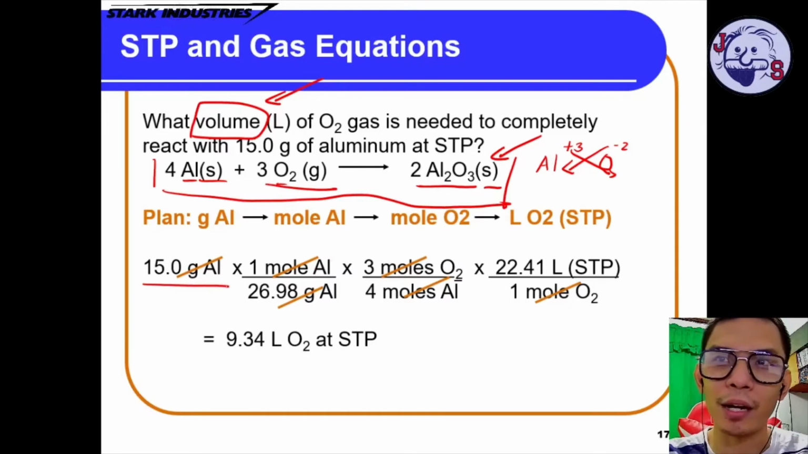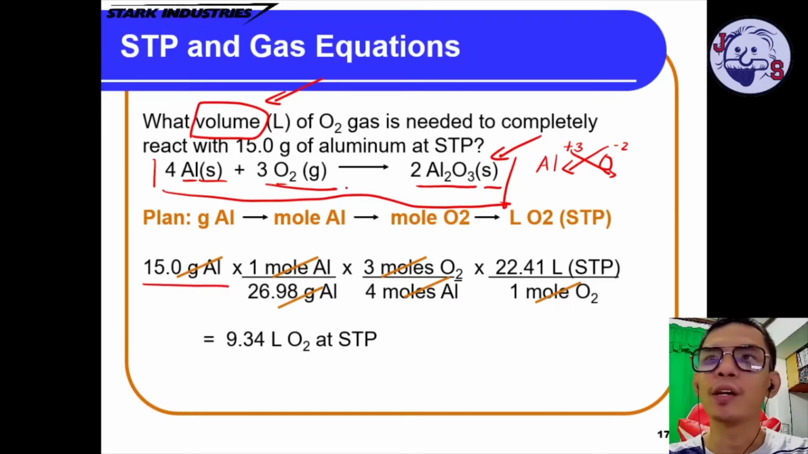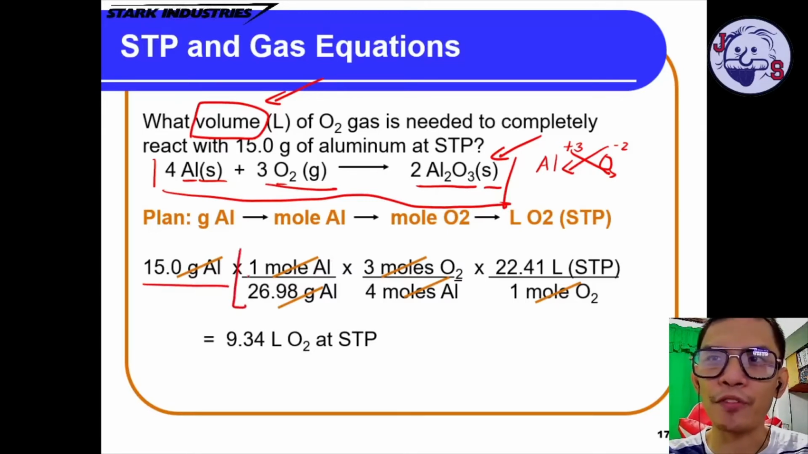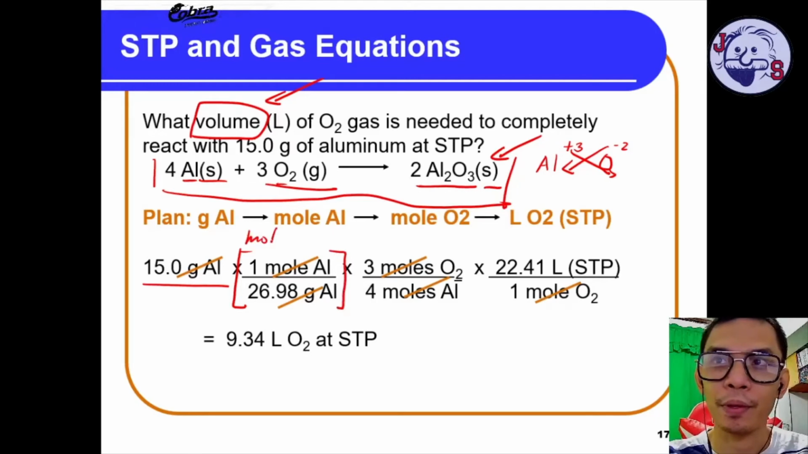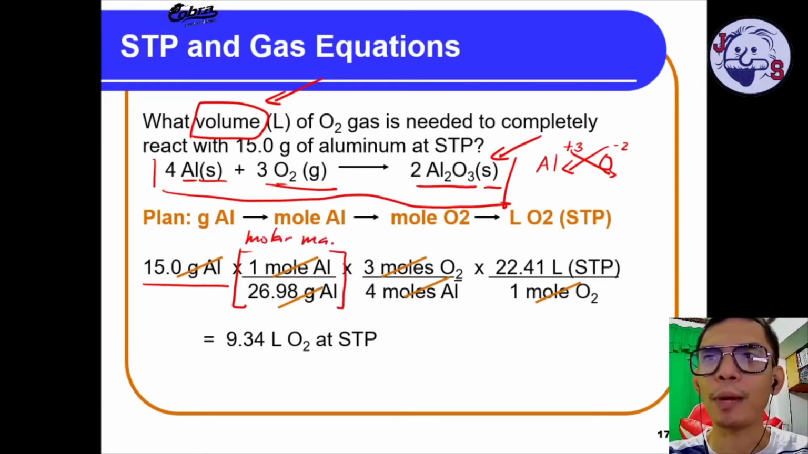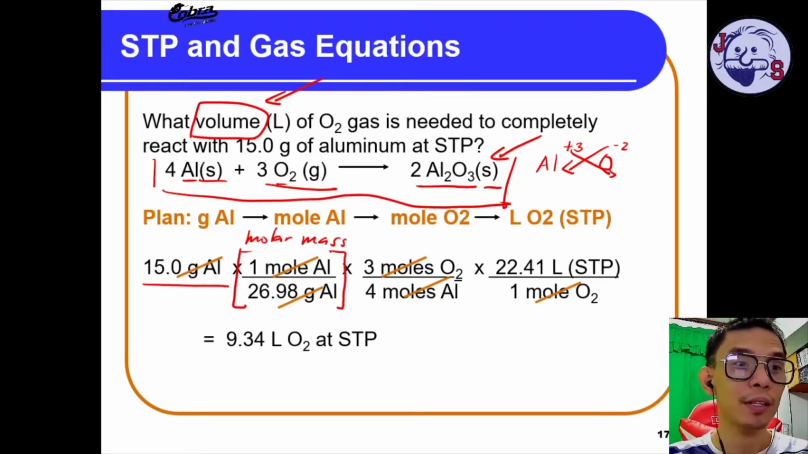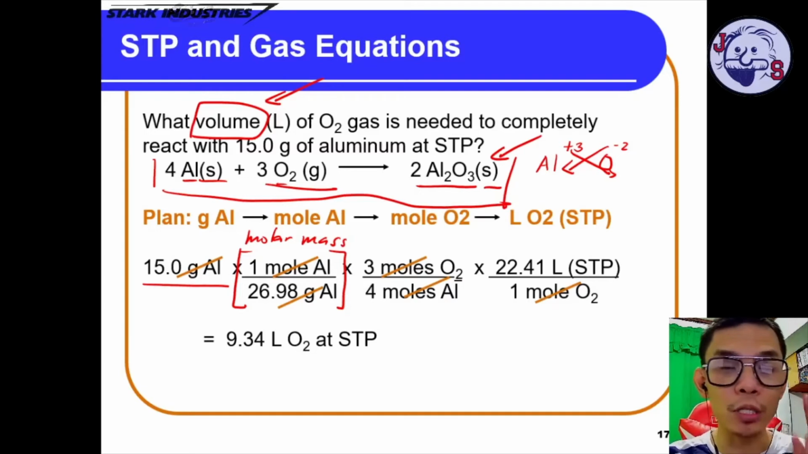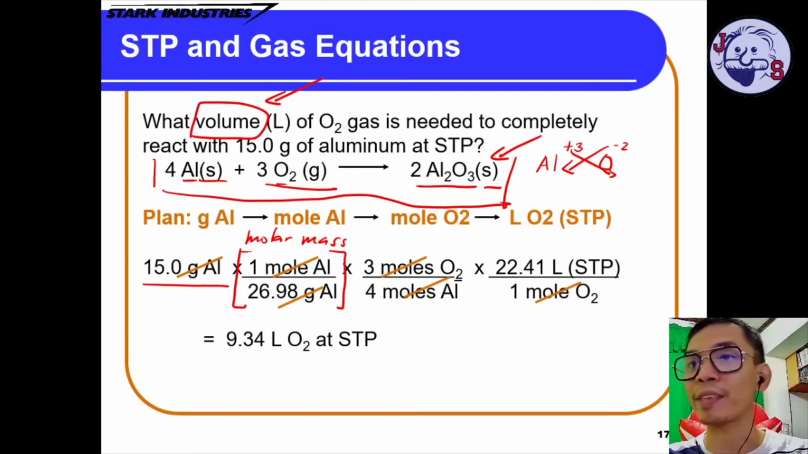So, we plot out the given. What do we have here first? We have here first the molar mass of aluminum. So how do we get the molar mass of the aluminum? We get it using the periodic table. That's the atomic mass of your aluminum, 26.98.